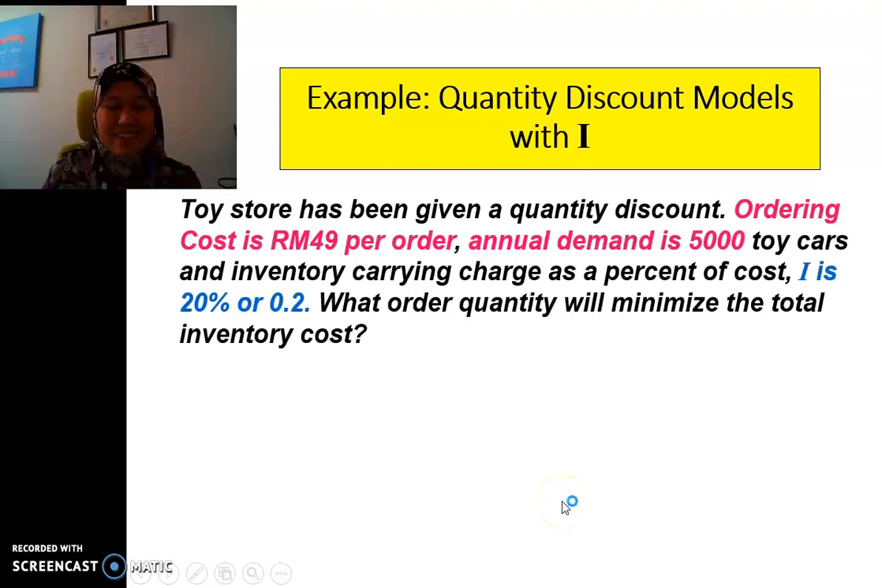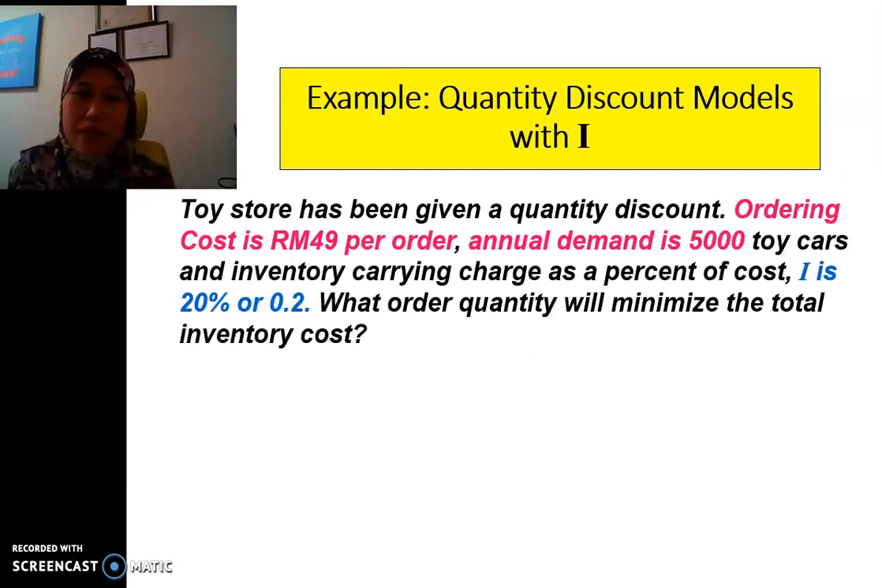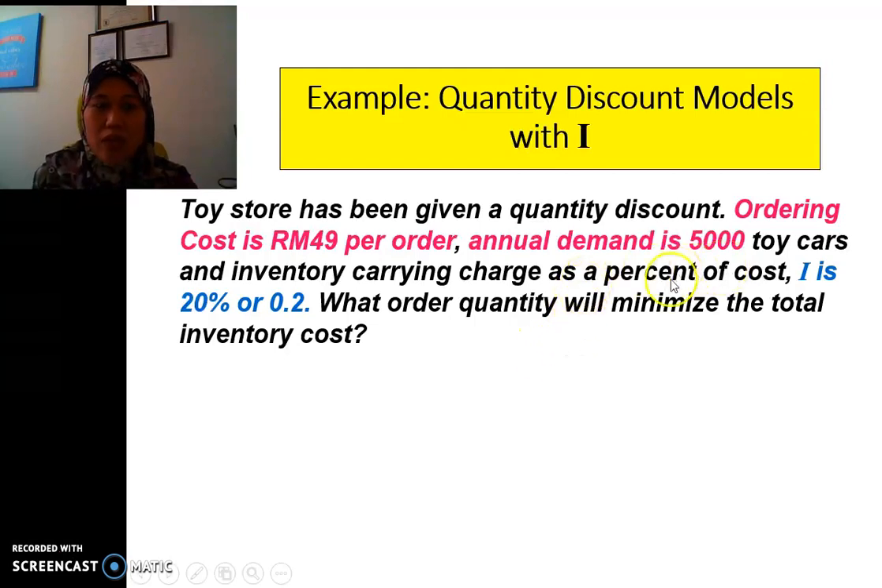Okay, hi everyone. Today I will continue with another example of quantity discount, but this time the H depends on the price, so H is not fixed. So they have a different calculation for this. Okay, this is the question.